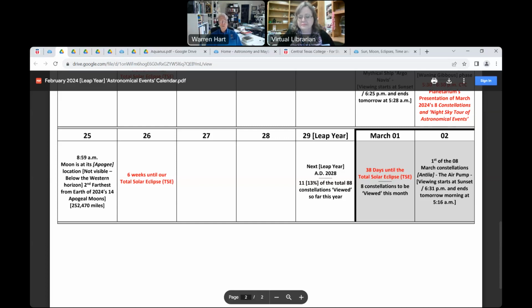So good point. Now, since there's only 4 constellations for February and 7 for January, that's a total of 11, which is approximately 12.5% of all the constellations we have gone through in the first 2 months. So that's pretty well it for February.